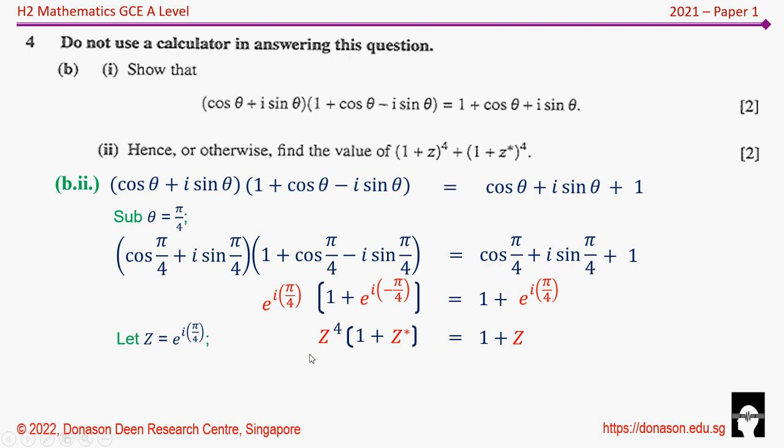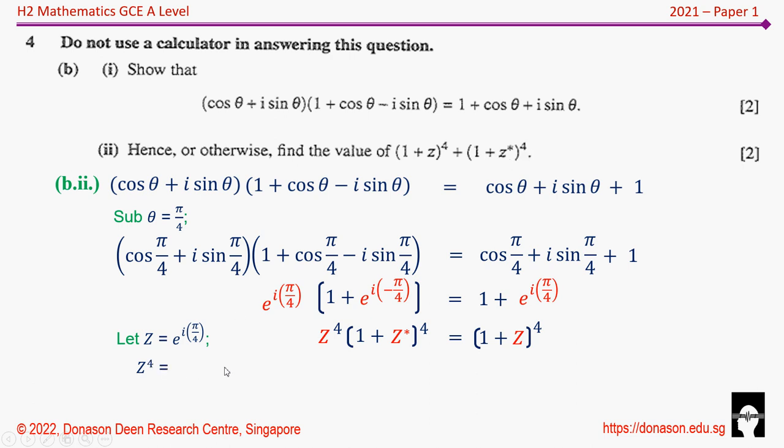Now let's add a power of 4 to each and every term here. Of course I will have to raise this to a power of 4. z to the power of 4 times 1 plus conjugate of z to the power of 4 should be equal to 1 plus z to the power of 4. So what we need to have is 1 plus z to the power of 4 plus 1 plus conjugate of z to the power of 4.